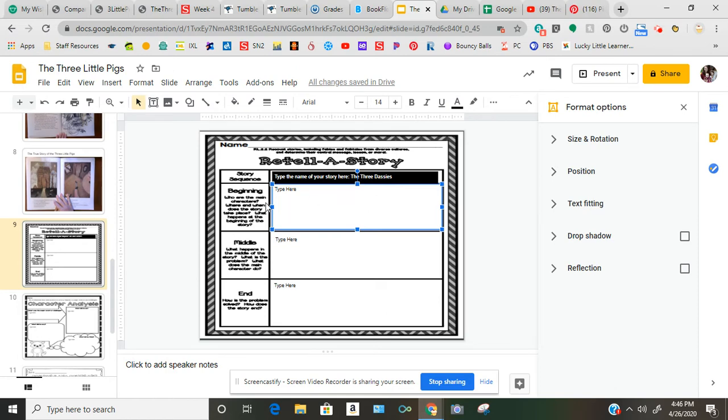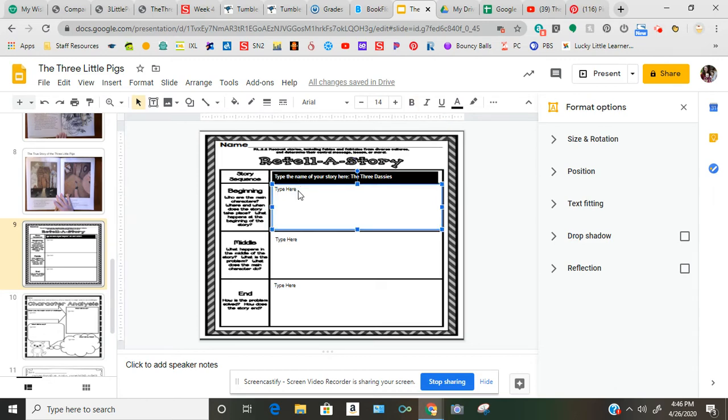Okay, so the first one, when we think about beginning, middle, end, the nice thing too is these sheets right here have prompts: who are the main characters, where and when does the story take place, what happens at the beginning of the story. So it's kind of giving you some prompts to think about as you decide what you want to write in this box. When we think about the beginning of the story, we really want to think about just the very beginning. So in the Three Little Dassies, we want to say who are the characters, where and when does the story take place? That's what I'm going to start with.